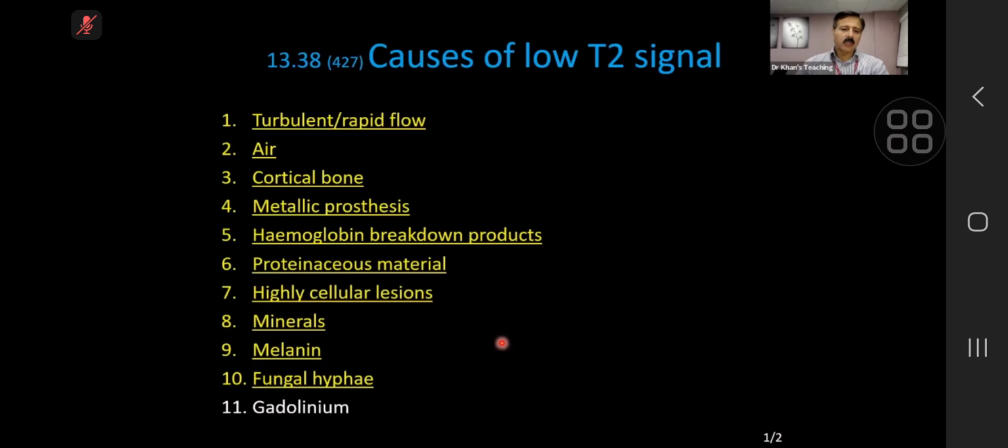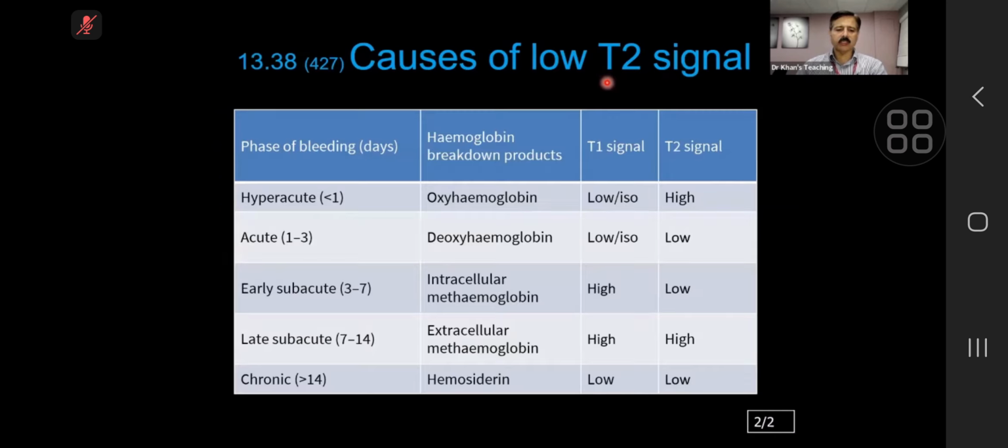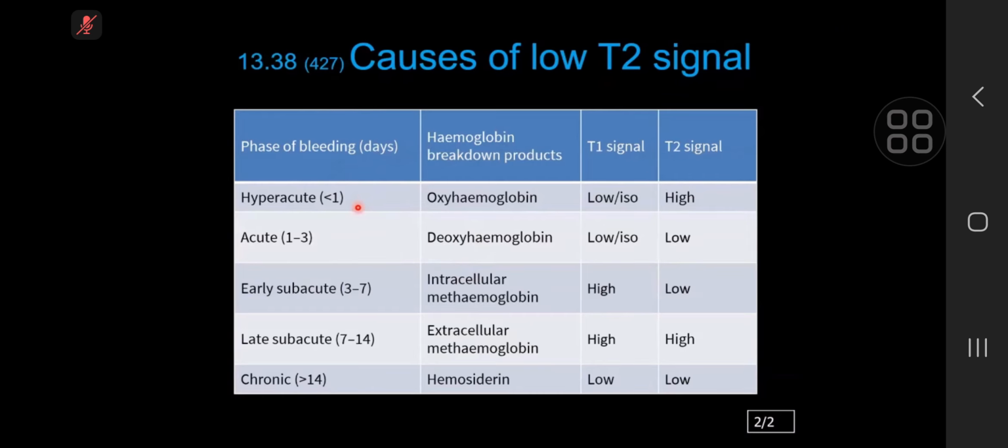Now, this is from your book, causes of low T2 signal. There is a chart also, from the latest edition, with phase of bleeding, hemoglobin breakdown, T1 signal, and T2 signal. Hematomas can be divided into hyperacute, which is less than 1 day, acute 1 to 3 days, early subacute 3 to 7 days, late subacute 7 to 14 days, and chronic more than 14 days.